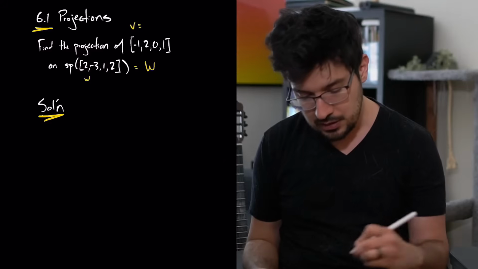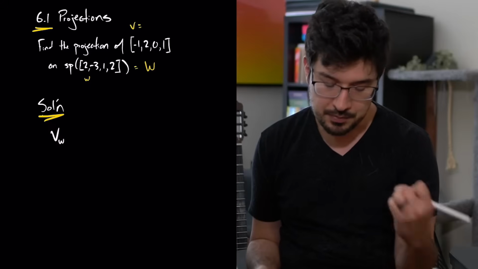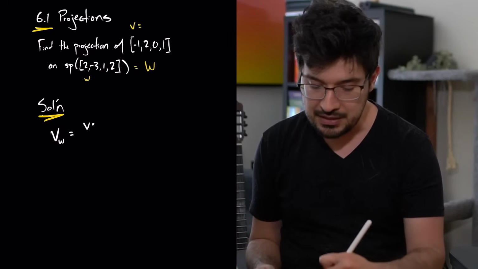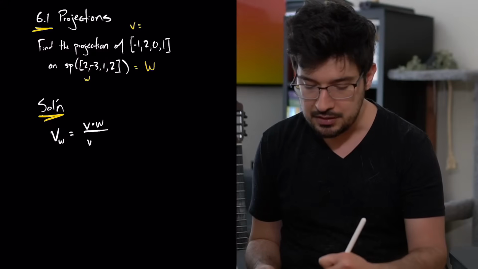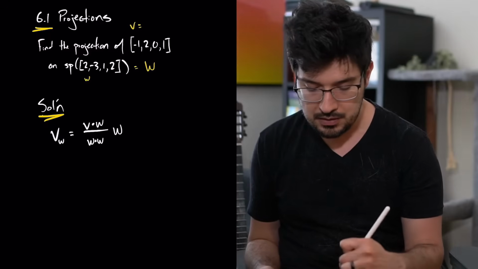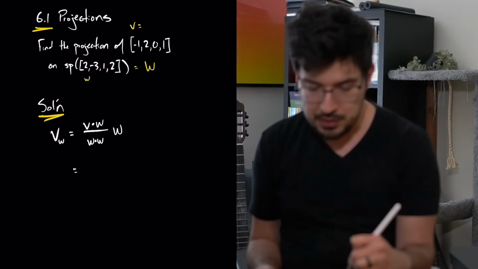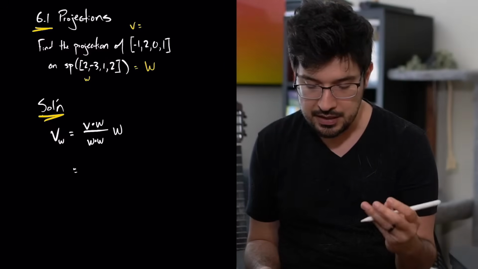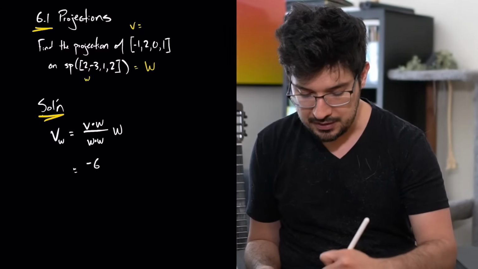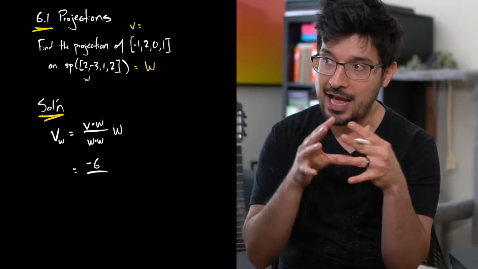All right, so the formula for the projection of v onto another vector w is v dot w divided by w dot w times w. So, v dot w is negative 2 minus 6, negative 8 plus 2, negative 6. So dot product, you multiply the components and then add them together.